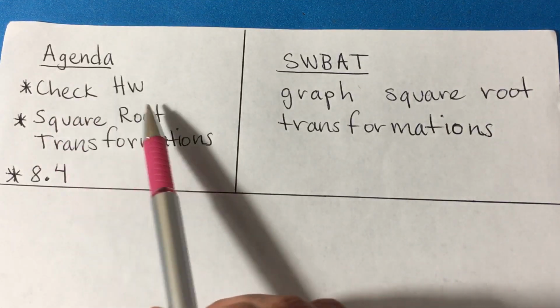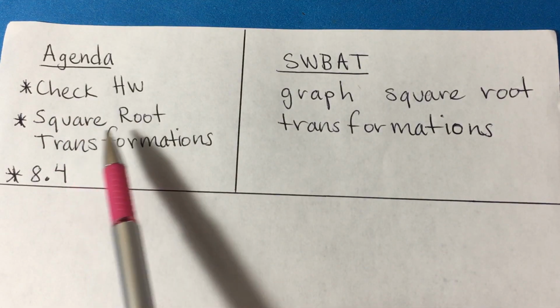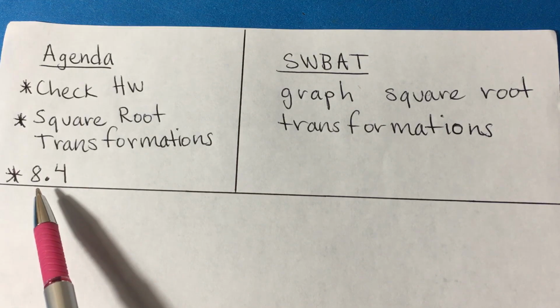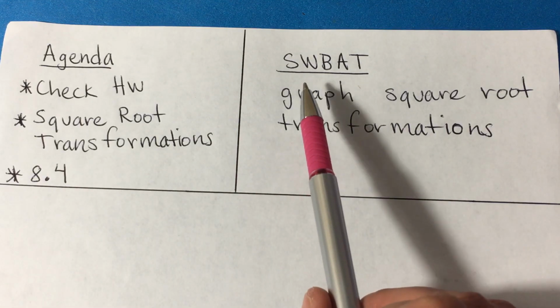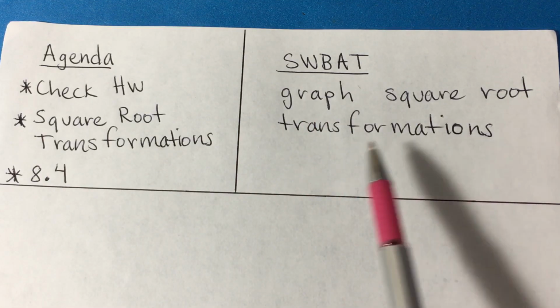Students, today's agenda is to check homework. We'll be learning about square root transformations, and you will be able to do 8.4. Today, students will be able to graph square root transformations.